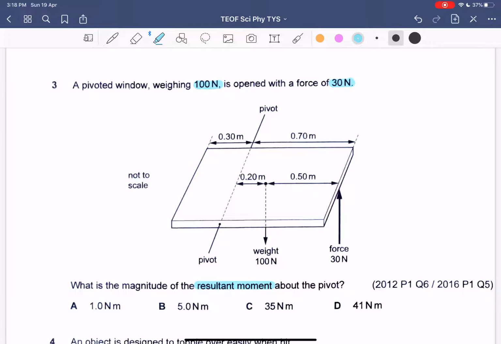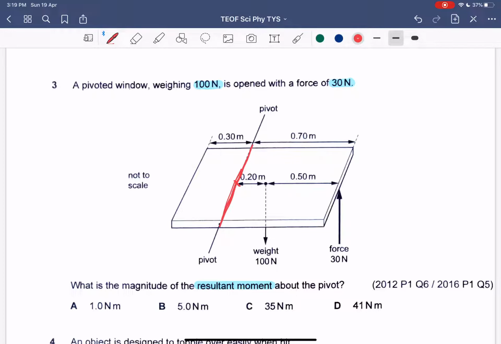So since there is a resultant moment, that means this time the sum of clockwise moments is not equal to the sum of anti-clockwise moments, right? So we have a net moment. What we're going to do is locate the pivot. Again, this time this is the pivot. So when I open the window, it will turn about this line, right?